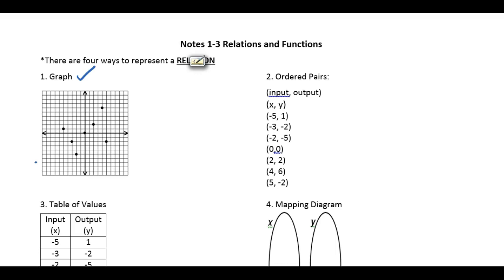Okay, the next way that you can represent a function is through ordered pairs. Inputs, which is always your x, and your output, which is always your y. And this is the same points that are on the graph over here. We just wrote out the point values of these points. So we have (-5, 1), (-3, -2), (-2, -5), (0, 0), (2, 2), (4, 6), and (5, -2). Same points, different representation. Right?